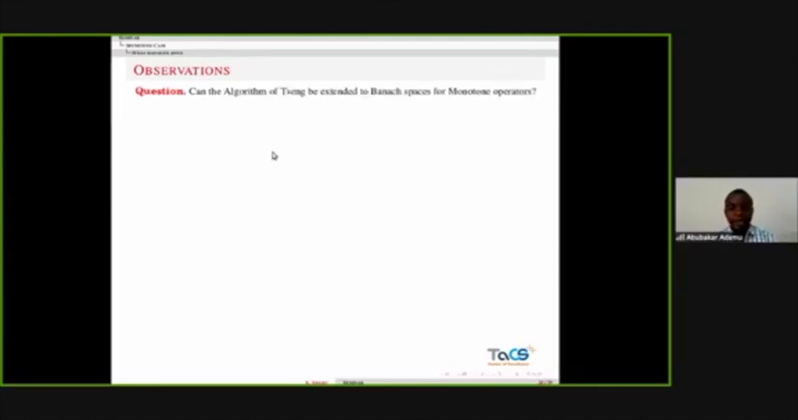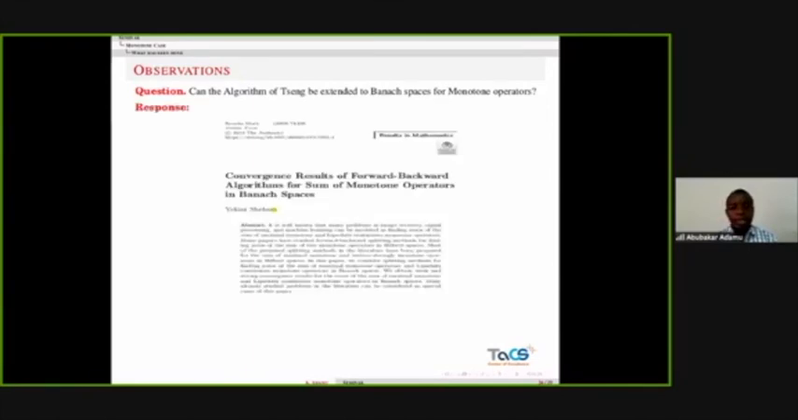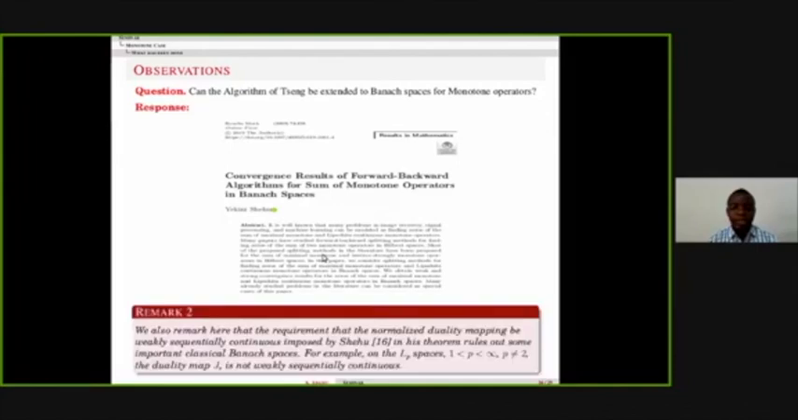The next question that might be of interest is, can the Seng algorithm be extended to Banach spaces for monotone operators? This question was answered in the affirmative by Shehu, who gave a modification of the Seng algorithm in Banach spaces that are uniformly smooth and 2-uniformly convex. However, to establish strong convergence, Shehu requires that the normalized duality map on the space be weakly sequentially continuous.